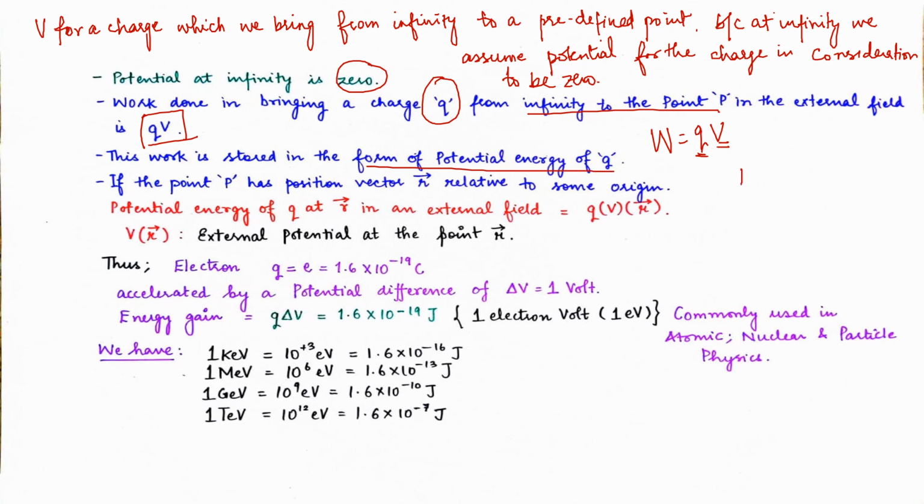Now, the charges come into this system from infinity to this particular point P. So, we have done some work along the path. In this path, whatever work is done is stored in this charge.